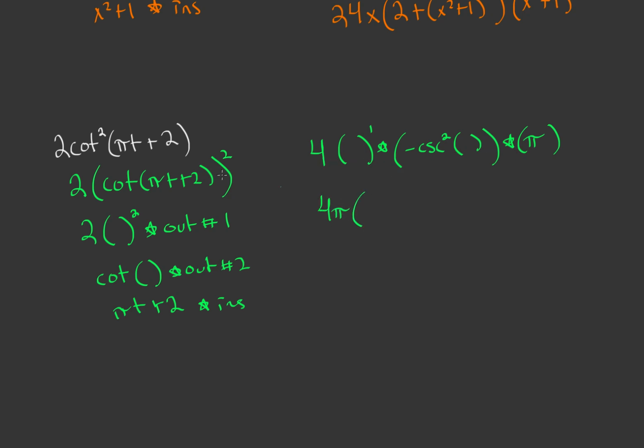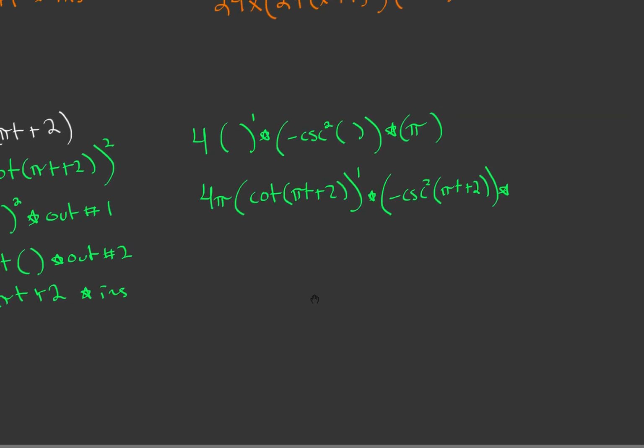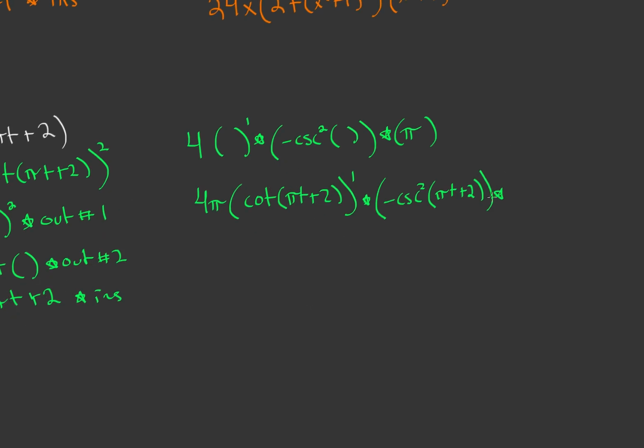We get 4 pi, and then our first inside was cotangent of pi t plus 2, times our inside right here, which is negative cosecant squared of what was inside of our cotangent, which is pi t plus 2. All multiplied by our final inside derivative, which was pi, so we don't actually need that. So if we make this look nicer, this is just 4 pi, and then we got cotangent of pi t plus 2 times, or let's put the negative outside here, cosecant squared of pi t plus 2. So that's how you do the last one.